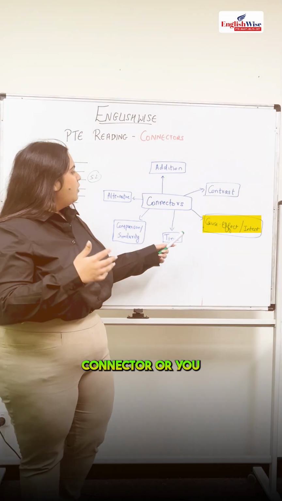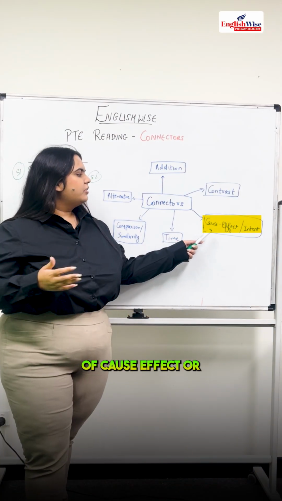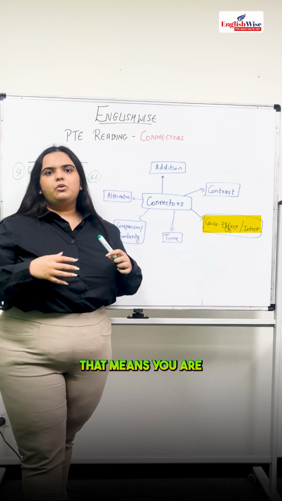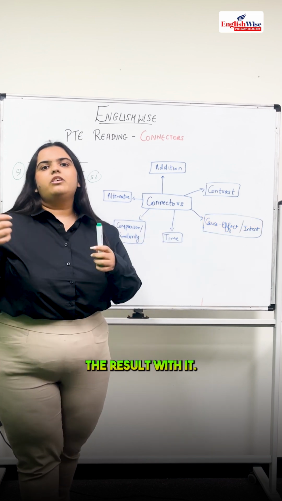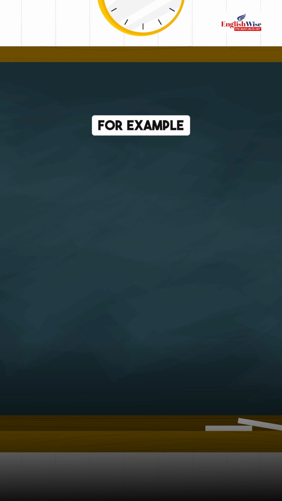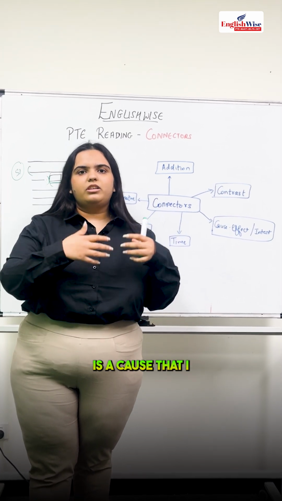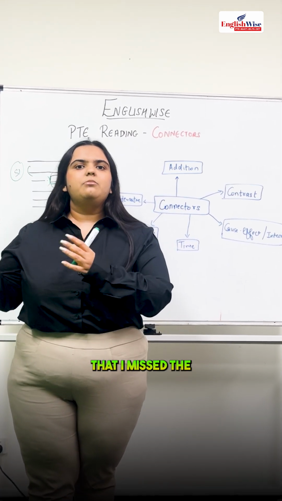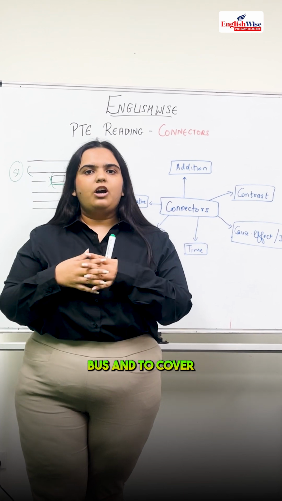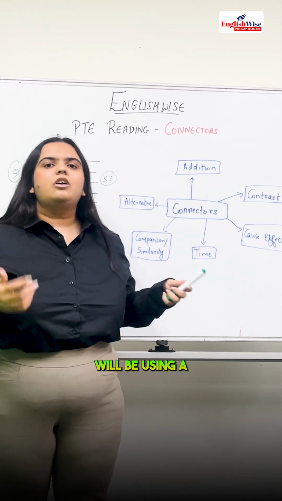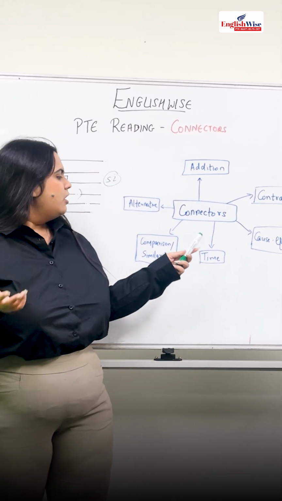Or you can have a relation of cause, effect or intent. That means you are giving a reason and you are connecting the result with it. For example, I woke up late this morning, therefore I missed the bus. So over here there is a cause that I woke up late and there is an effect that I missed the bus. And to cover this relation, we will be using a cause, effect or intent connector.